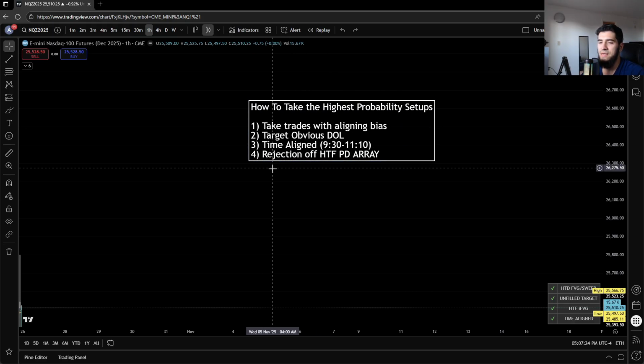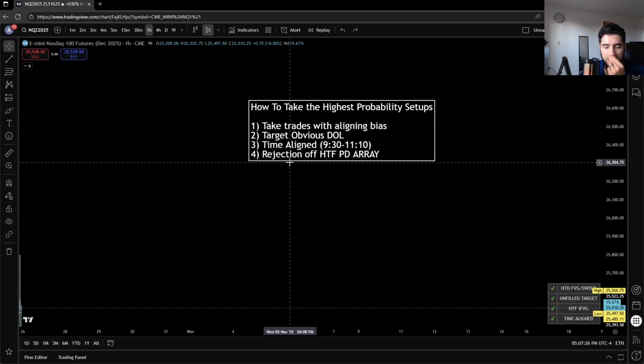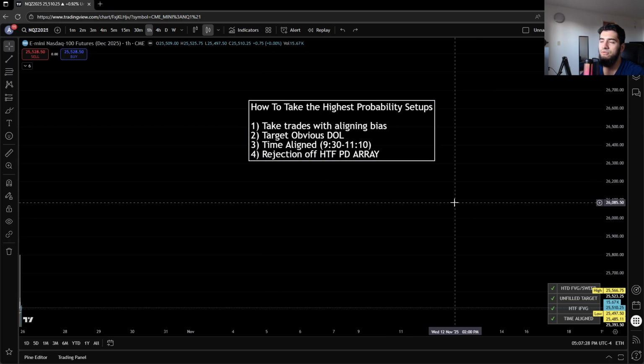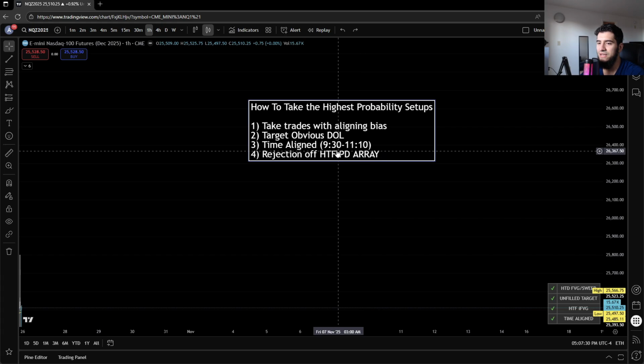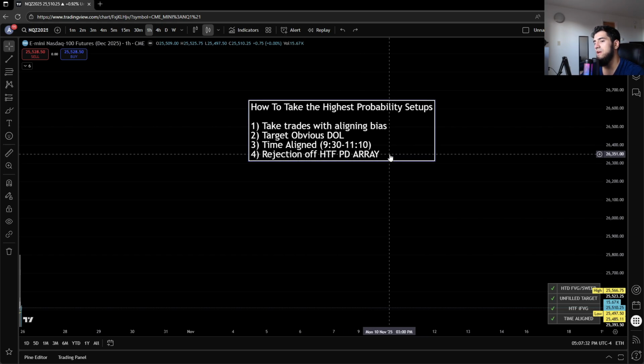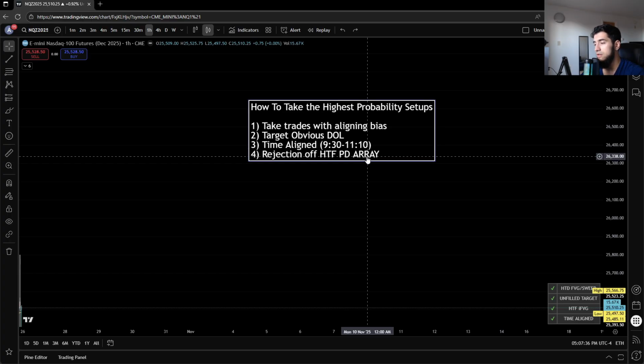Number 3, time alignment, right? So like I said, this strategy works the best for the AM session, specifically anywhere from 9:30 to 11:10. Now this doesn't mean that this doesn't work in the PM session. It still works a lot most of the time. Let's say at 1 o'clock, 2 o'clock, it works very well, but I just prefer to take all these trades during 9:30 to 11:10, right?